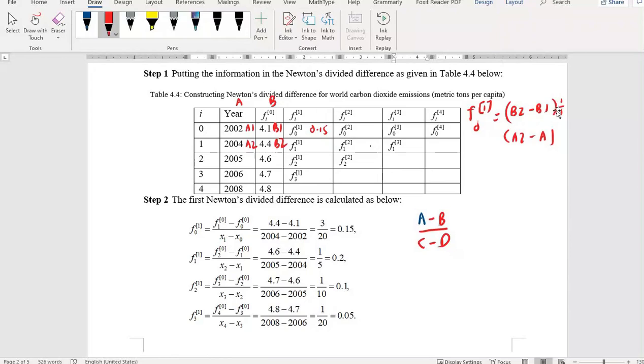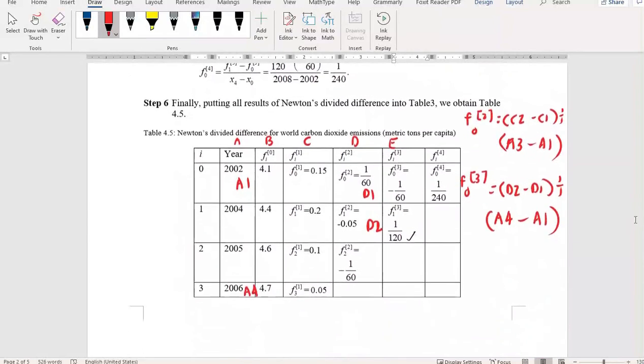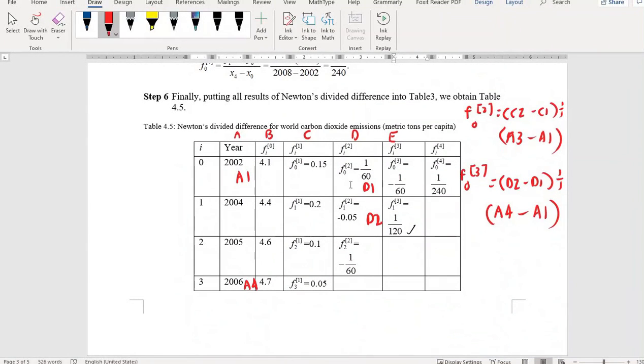So it's not in the natural display, so make sure your brackets are proper. So divided by A2 minus A1. And for the second level, the second level is dependent on the first level. So this is C2 minus C1. This cell is C2 minus C1. So divided by X number 2, which will be A3 minus A1. So this is F02. F03 is D2 minus D1, and then A4 minus A1.